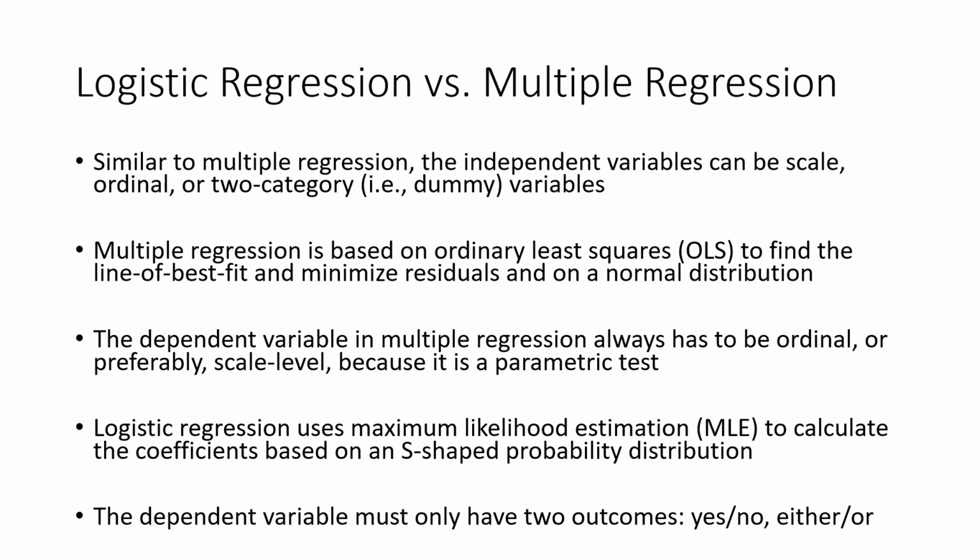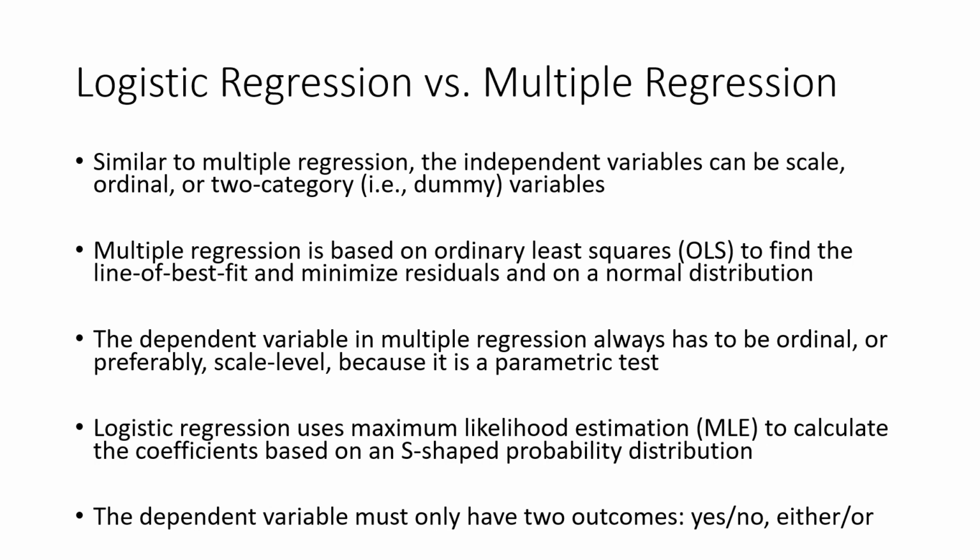The dependent variable in multiple regression, as we've learned, always has to be either ordinal or preferably scale. And the reason is that multiple regression is a parametric statistical test. It's predicated on a normal distribution, so your dependent variable has to conform to that necessity.